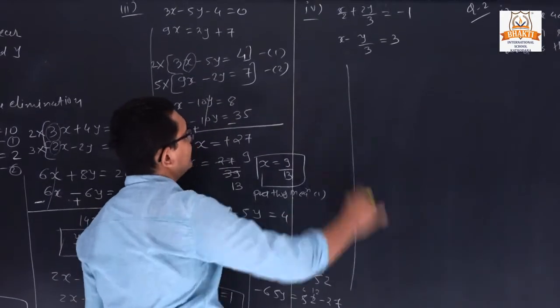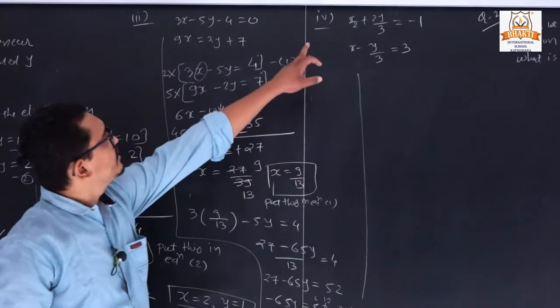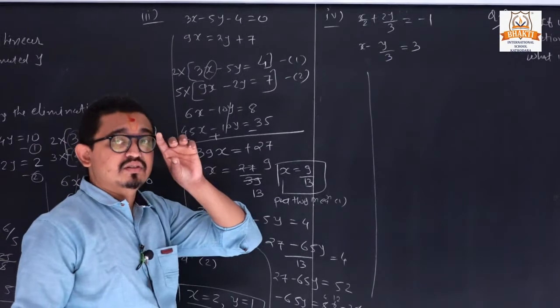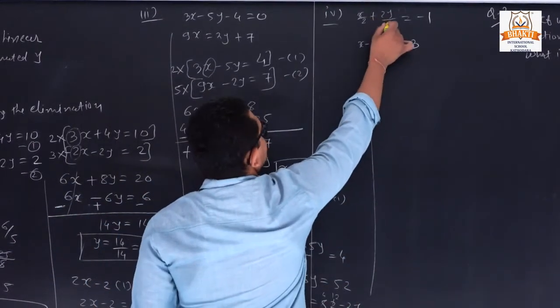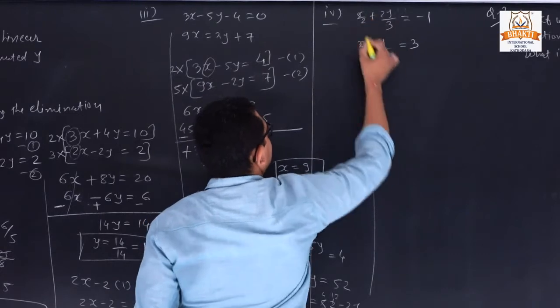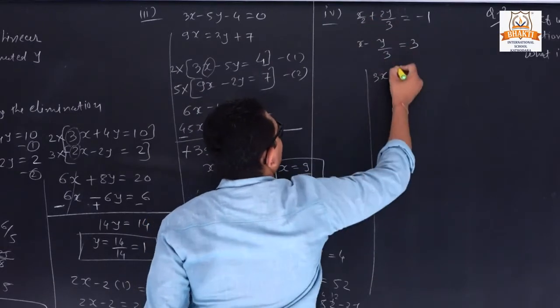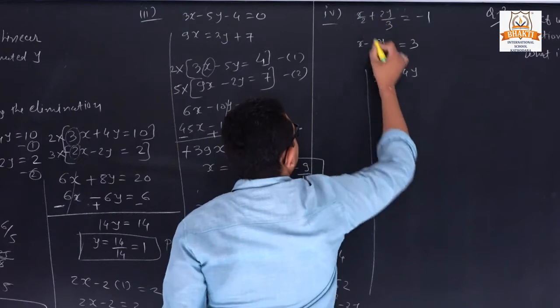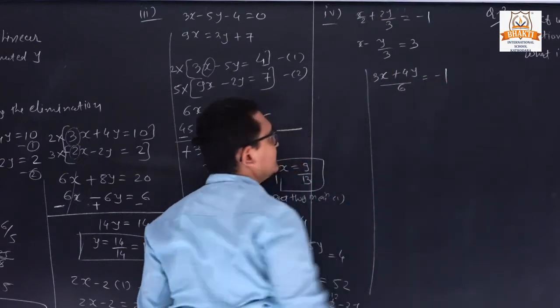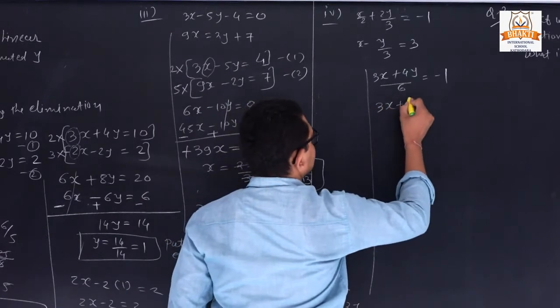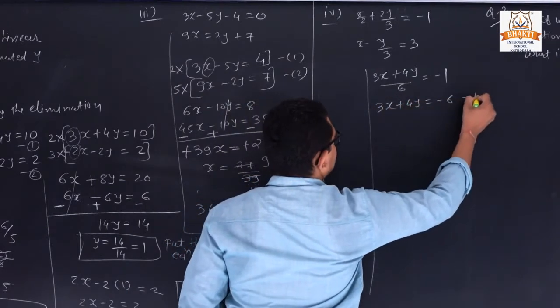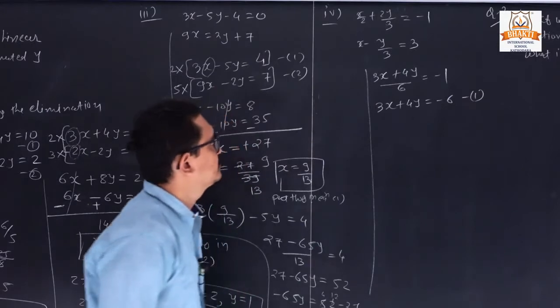Now next, question number 4. So first of all we can take the LCM. So 3 and 2, so 6. So 3 2s are 3x, 4y, and 3 upon 6 is equal to minus 1. Now next, 6 1s are 6. So we can declare it is equation number first.